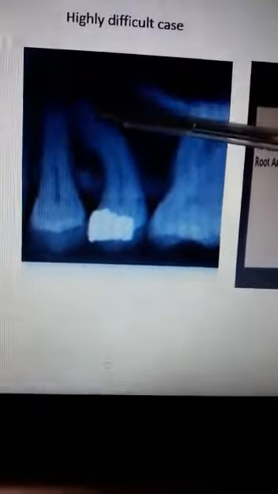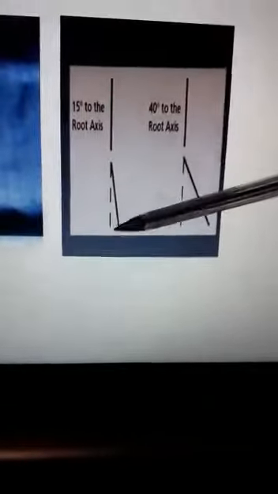Another example of a difficult case is one with a highly S-shaped canal. If you consider the root axis, this is a straight axis. If the angulation is up to 15 degrees, then we consider it a simple case. 15 to 40 degrees is moderately difficult. Anything beyond 40 degrees angulation of the root to the long axis is considered a highly difficult case.